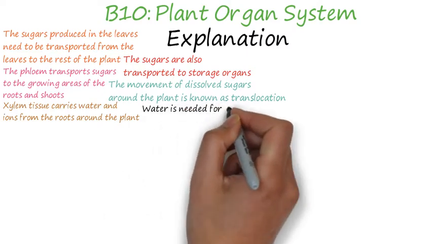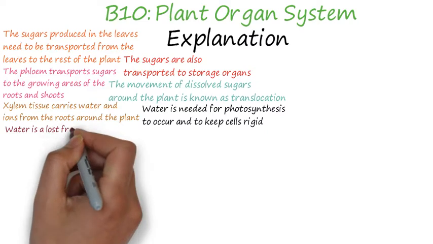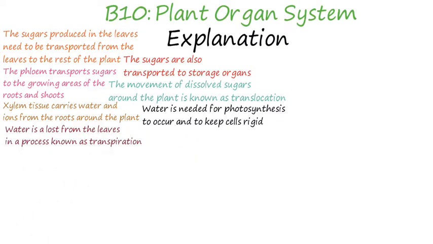Xylem tissue carries water and ions from the roots around the plant. Water is needed for photosynthesis to occur and to keep the cells rigid. We now need to try and understand why water moves through the xylem. Water is lost from the leaves in a process known as transpiration.